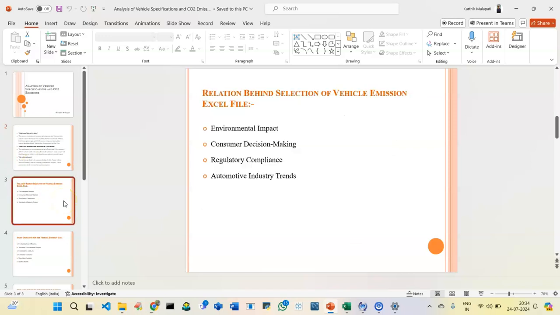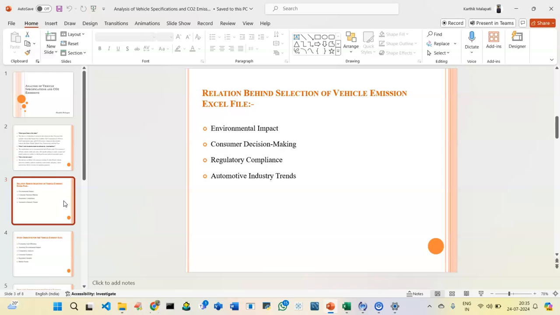When we come to the reasons behind the selection of the vehicle emission CO2 Excel file for my visualizations, the main things are environmental impact, consumer decision making, regulatory compliance, and automotive industry trends. First, environmental impact: with increasing global concerns about climate change, vehicle emissions are crucial in this part. This data helps in analyzing the CO2 emissions of various vehicles, which directly impact air quality and global warming.